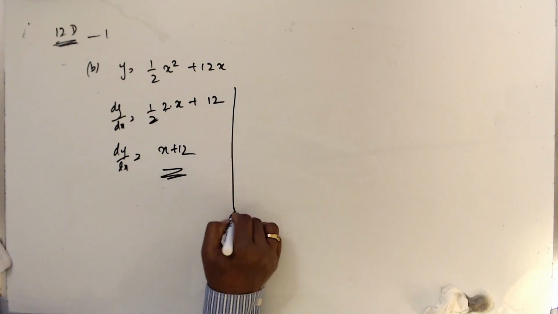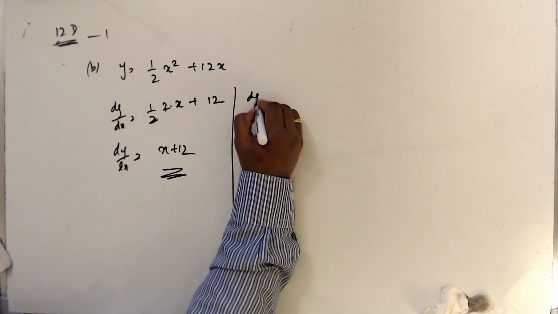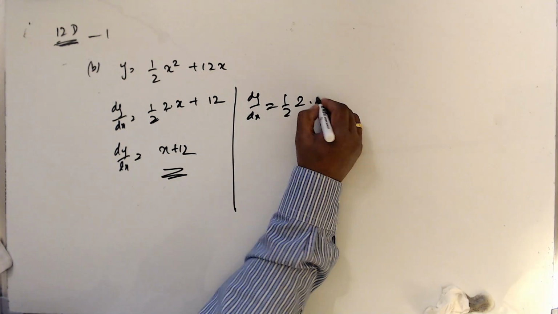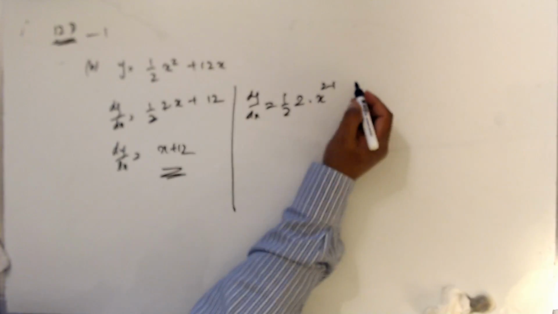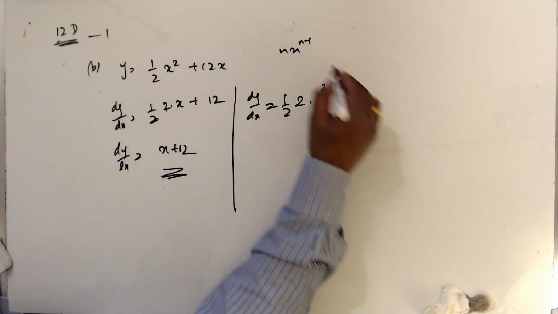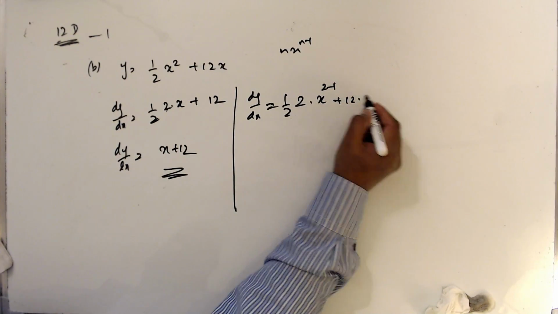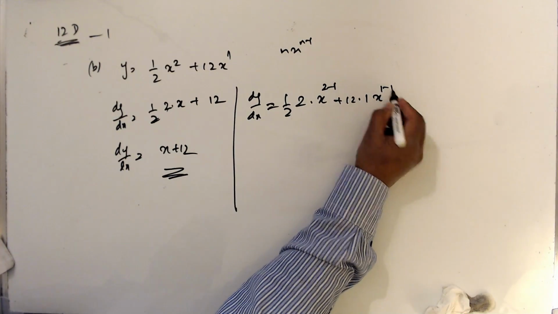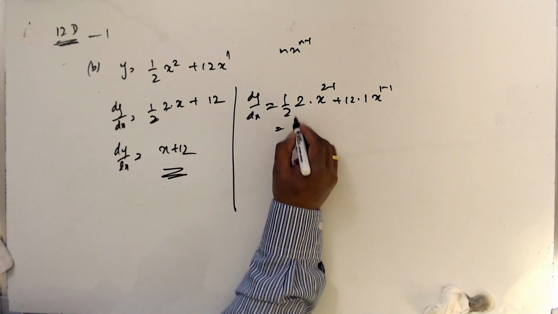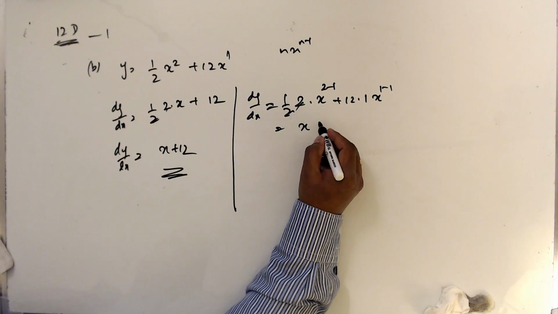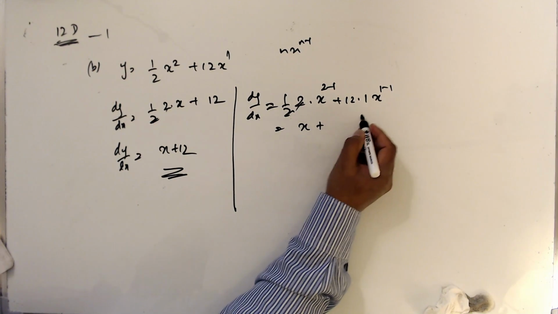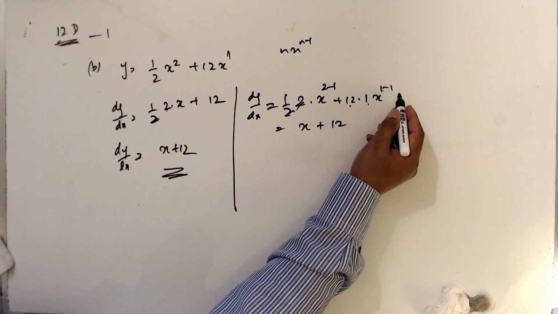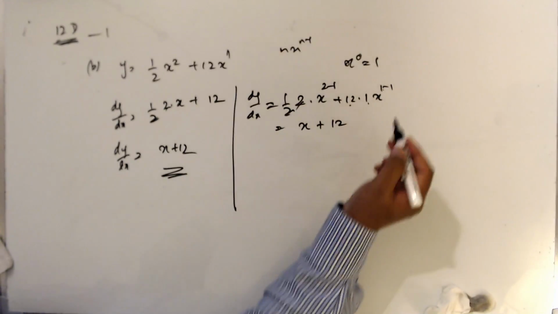If you are not sure, you can work like this: d over dx of half times 2 times x to the 2 minus 1, plus 12 times 1 times x to the 1 minus 1. So this cancels out. This is x plus 12 times x to the 1 minus 1, which is x to the 0, and x to the 0 is 1.